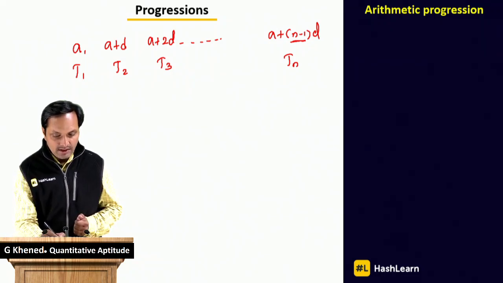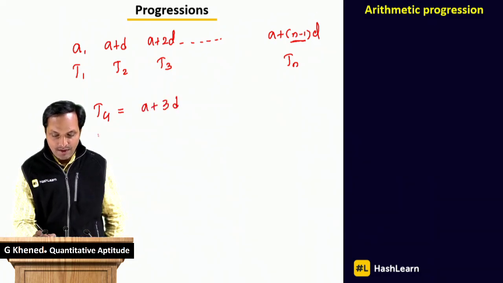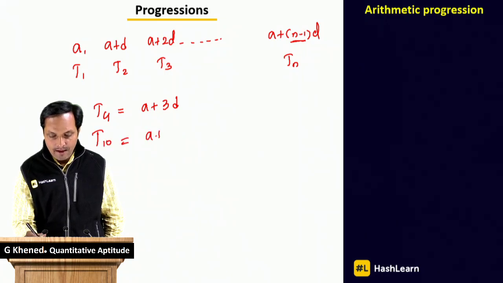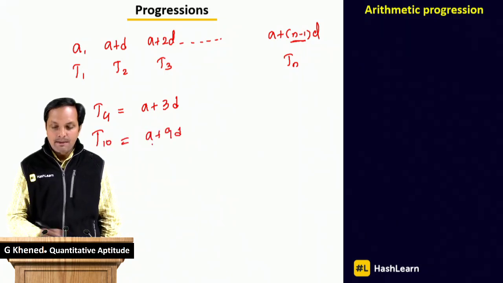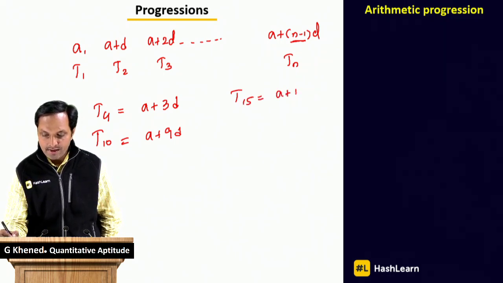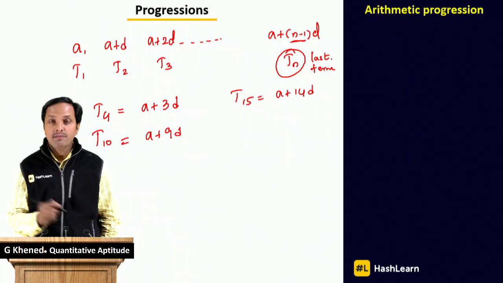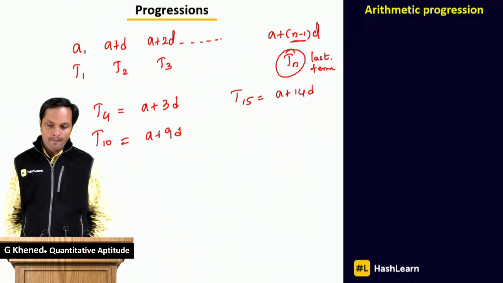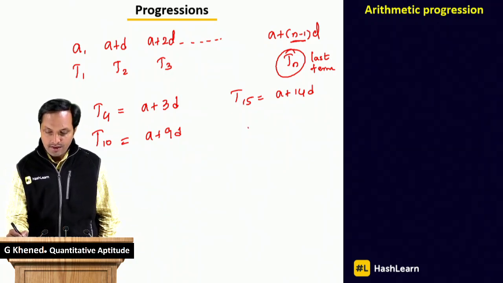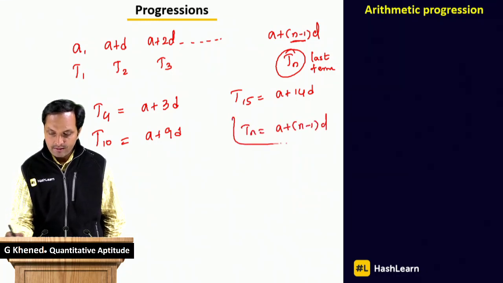Example I'll give you. Suppose it is the fourth term, you should be able to tell a plus 4 minus 1, which is 3d. Suppose it is the 10th term, a plus 9d. Suppose it is the 15th term, you should say a plus 15 minus 1 is 14d. So nth term is also called the last term. So this is your nth term. In general, Tn is a plus n minus 1 into d.